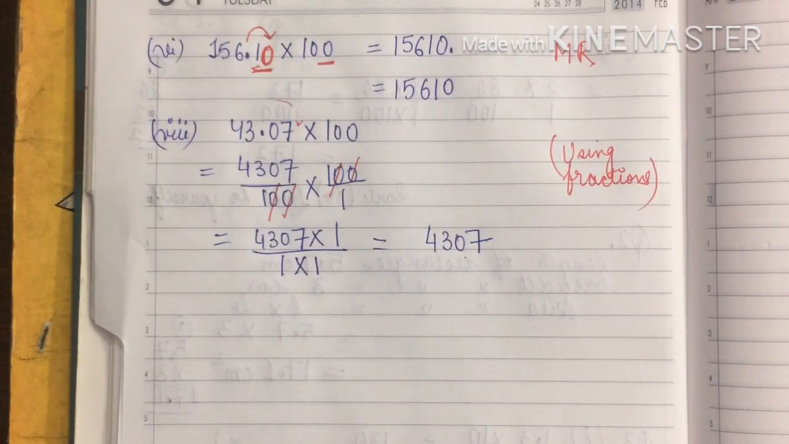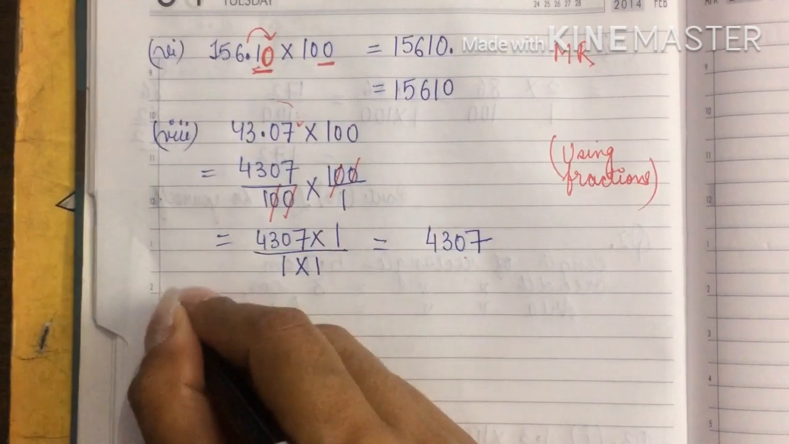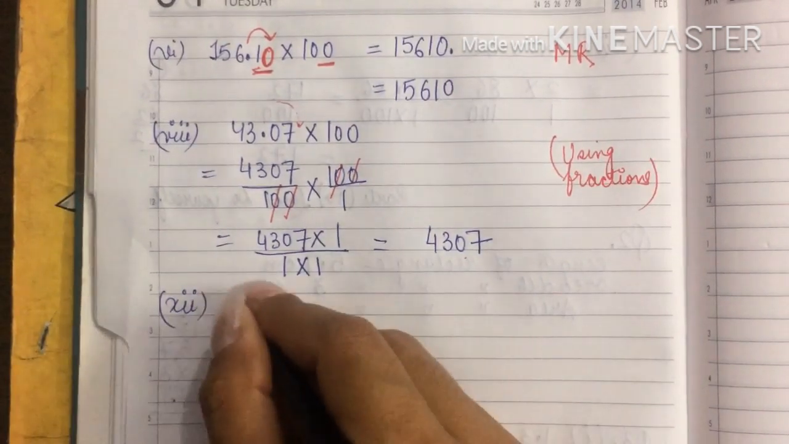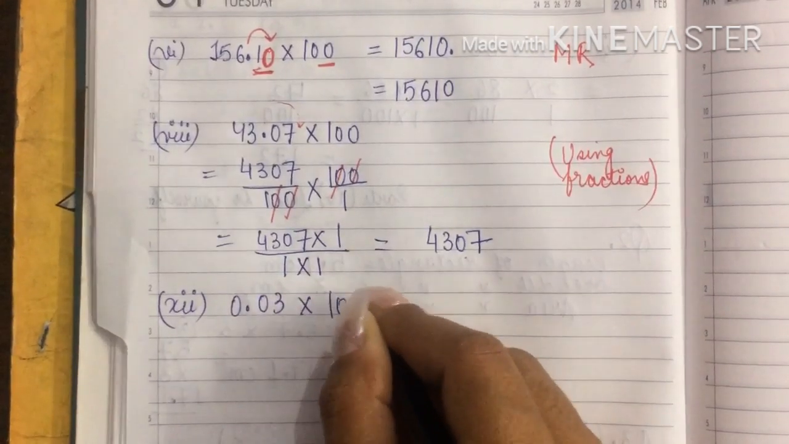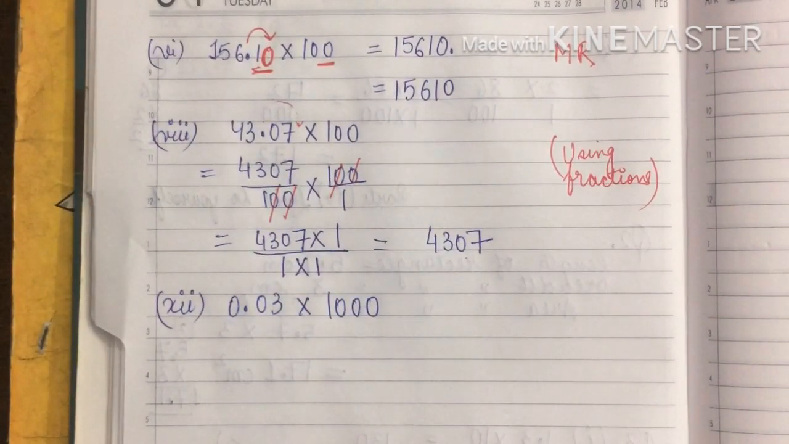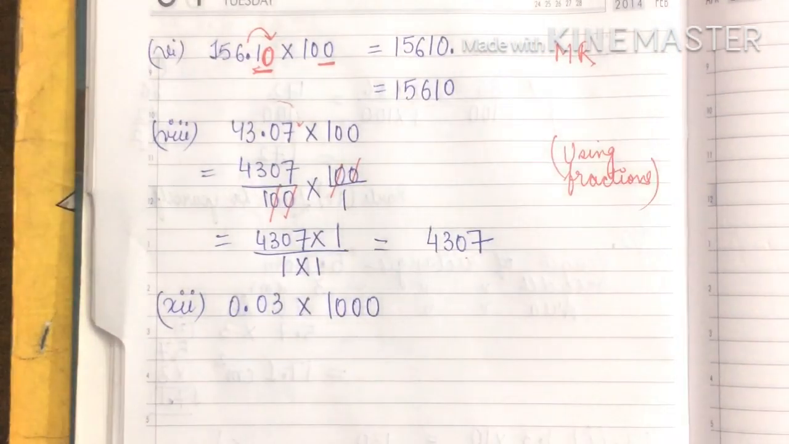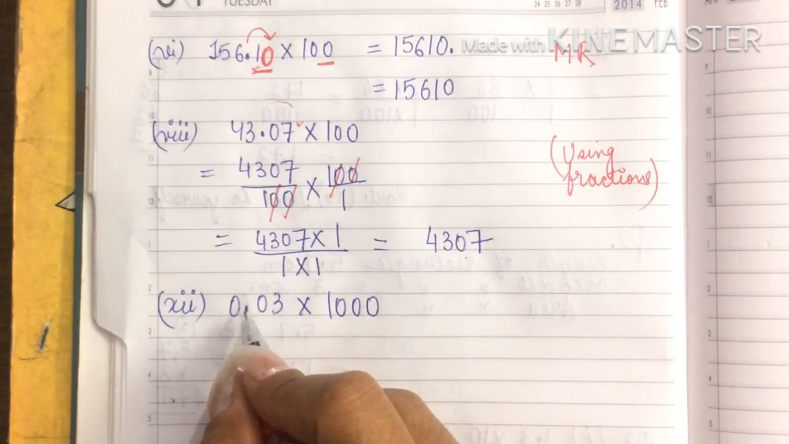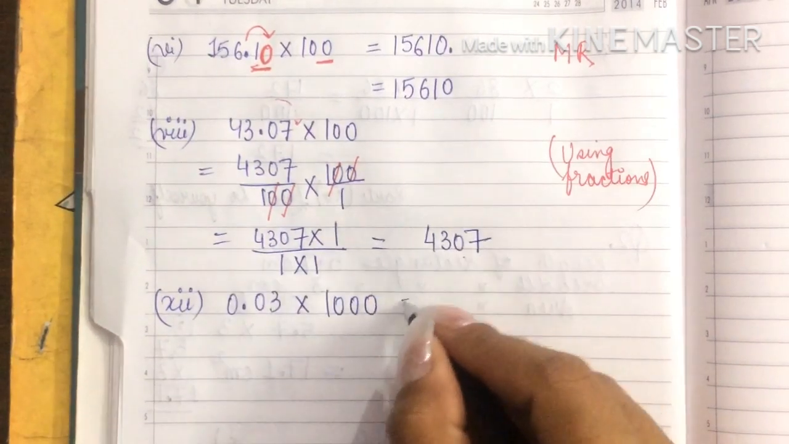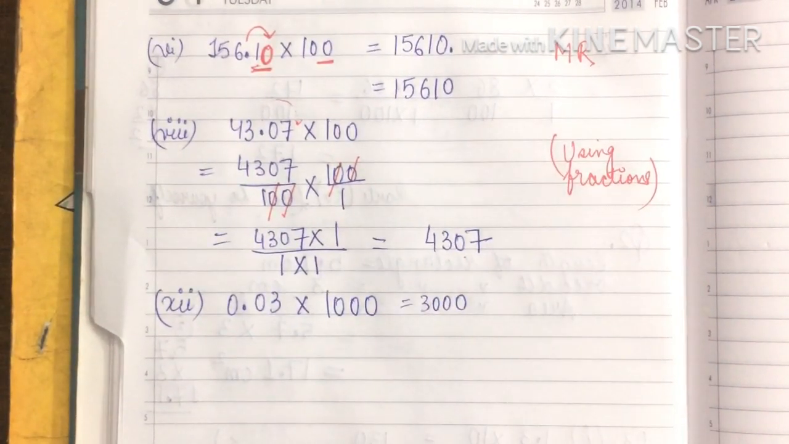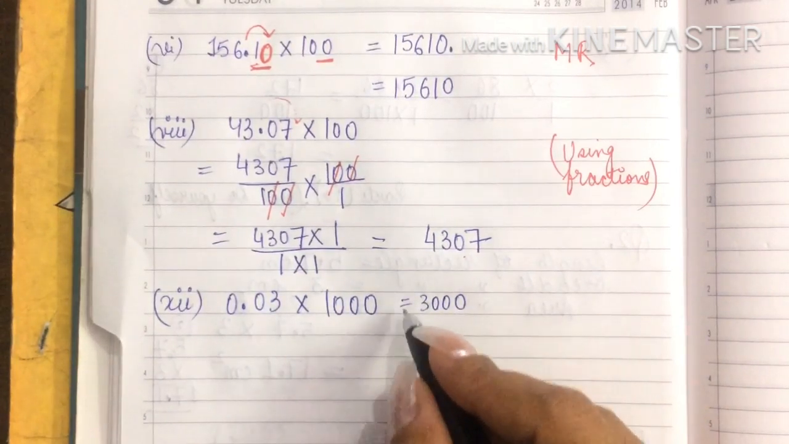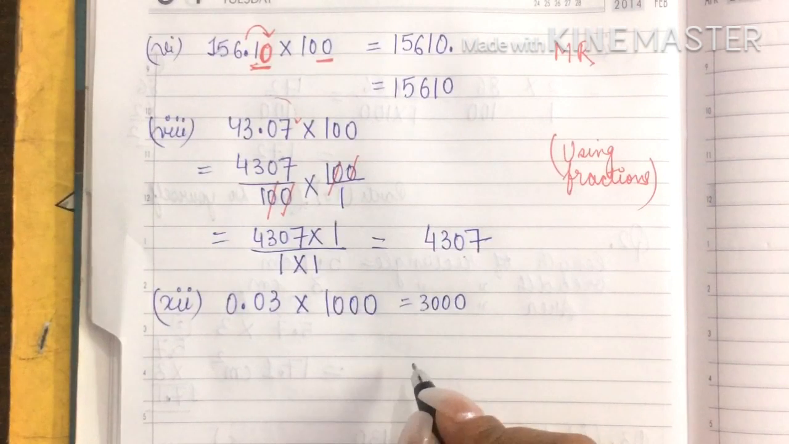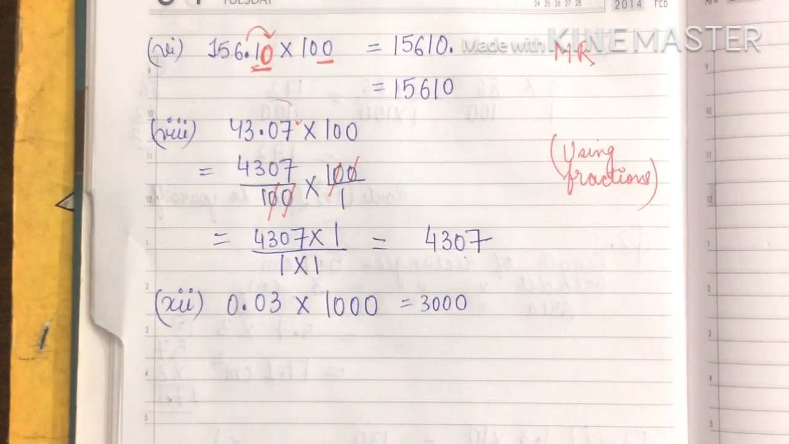Now let's multiply the last one, the 12th part. You have 0.03 multiplied with 1000. Now let us multiply this orally. If you had to multiply this orally without the point, this is just 3. 003 is 3. 3 into 1000 will be 3000. If you want, you can write the zeros in the beginning, 003 and then 3 zeros at the end because of multiplication with 1000. And then you put the point back.